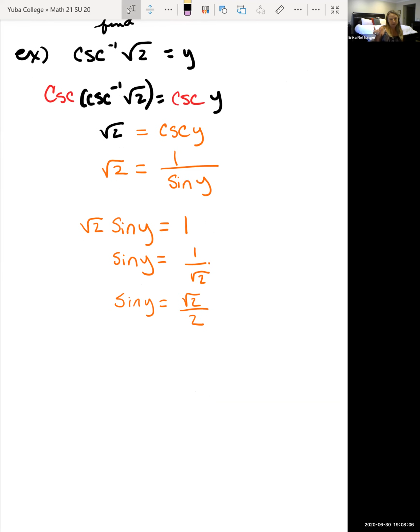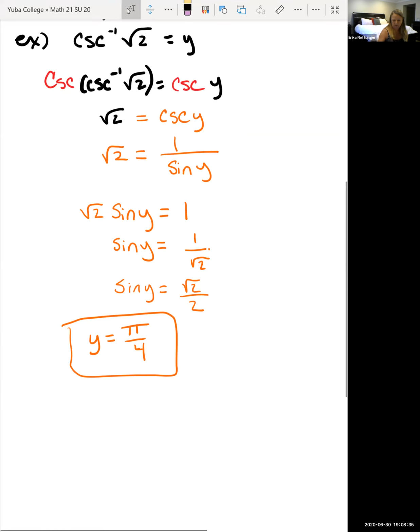Okay, so we're thinking backwards. What value of sine would give us back root 2 over 2? It has to be between negative pi halves and pi halves, so this would be pi fourths. So if these are ones that we should, we can always turn them in terms of sine or cosine. I think that is helpful.